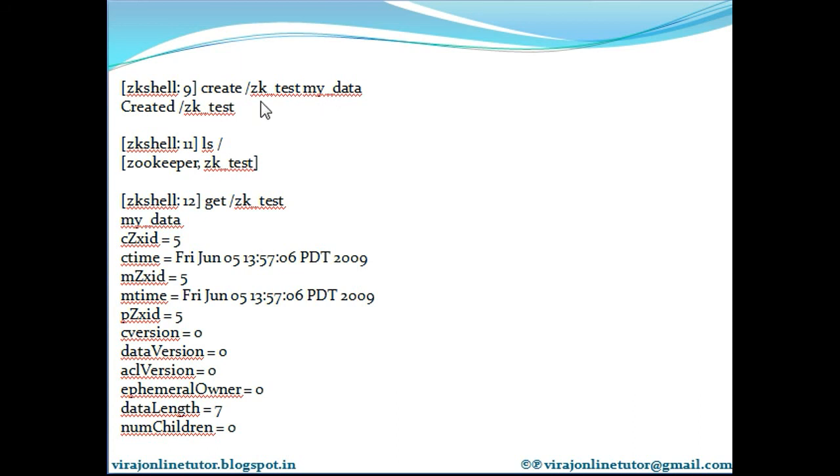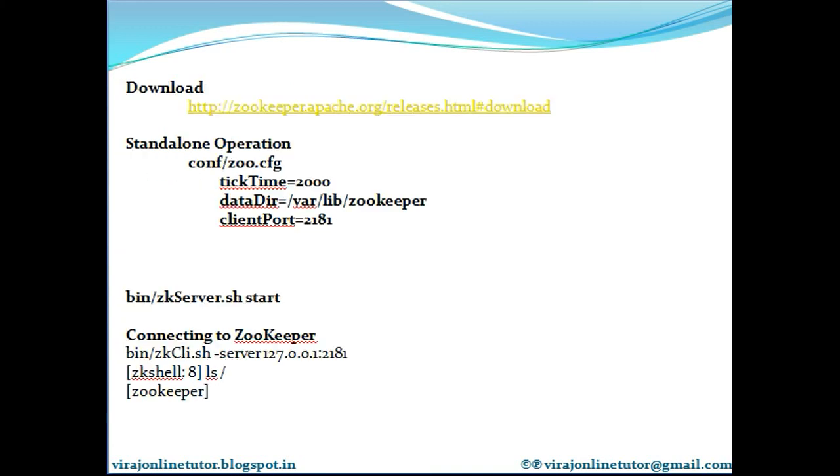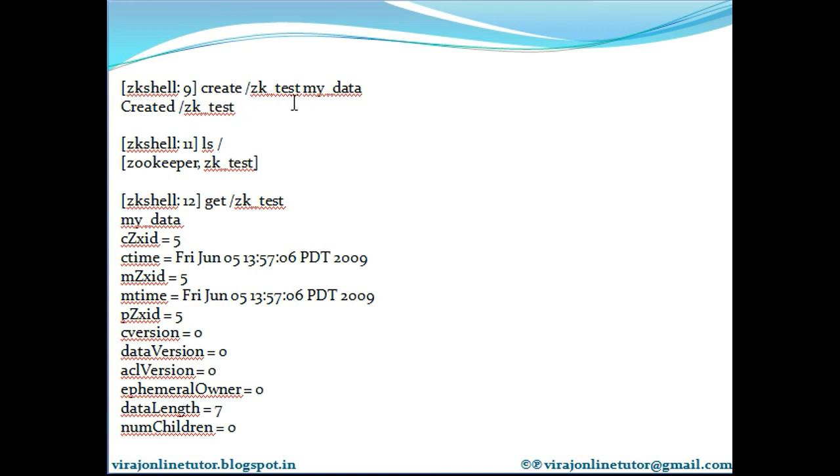As you can see, I gave create, the name of the node and the data to associate with this node. It mentioned that it created zk_test for you. Now if I just type ls root, then I get zookeeper and zk_test. Zookeeper was already created, as on the previous slide, when I did ls slash, it showed you Zookeeper. Now I created zk_test. So it created the zk_test folder, which you can see here in the ls command.